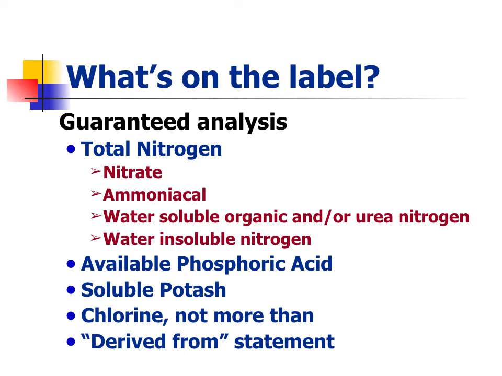Available phosphoric or phosphorus, soluble potash. Potash and potassium are synonyms for one another. So if I say potash, you know it's potassium. If I say potassium, you know it's potash.